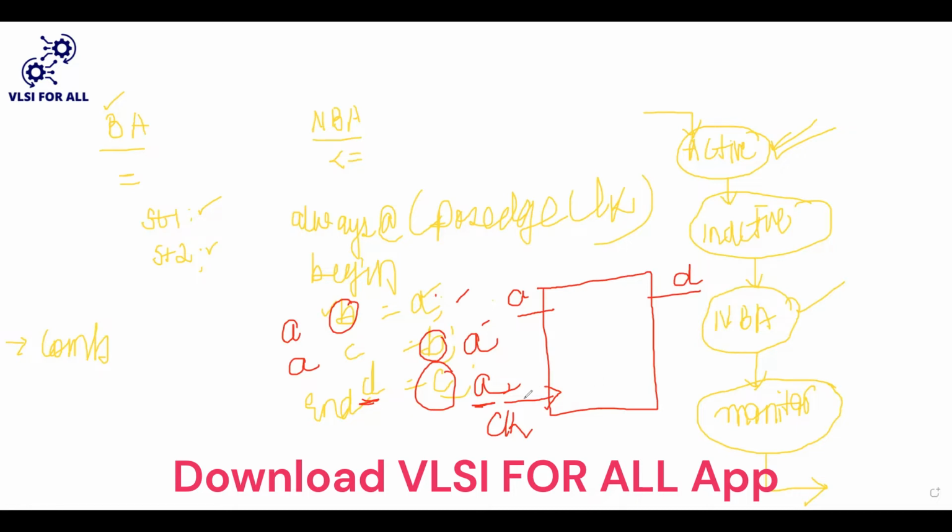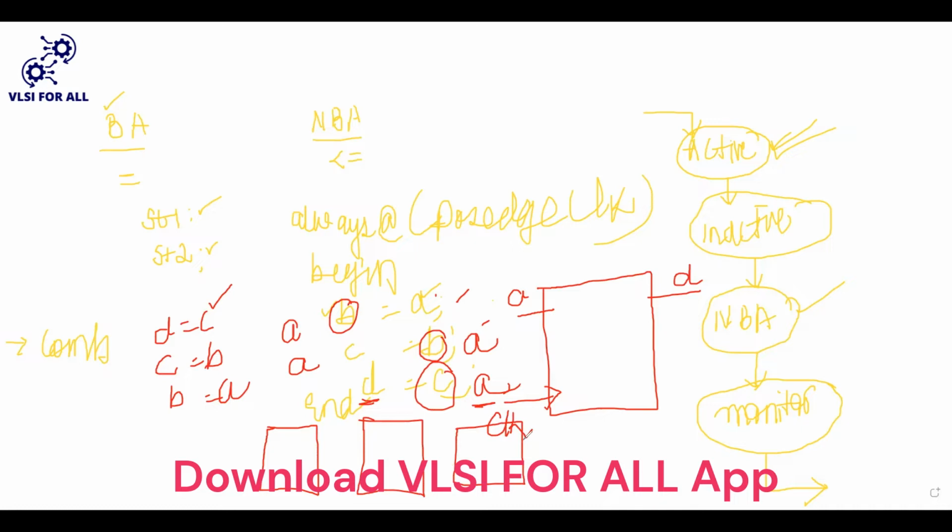Now, in the blocking assignment, the major problem occurs when we change the order of the statements. Suppose the first statement is D equals C, the second is C equals B, and the next is B equals A. Here we haven't defined the value of C yet. The synthesis tool would consider three flip-flops connected in series.